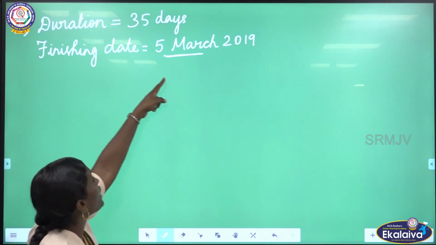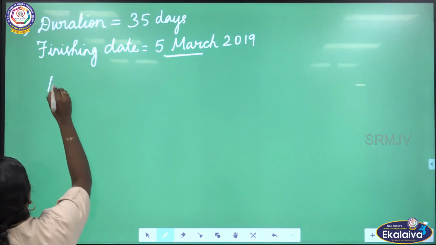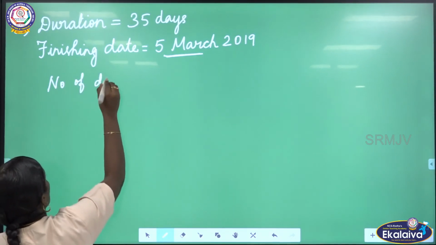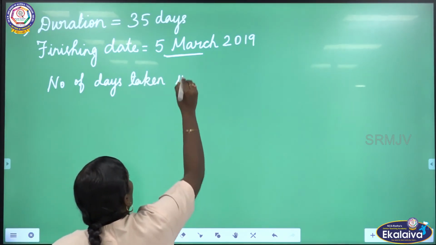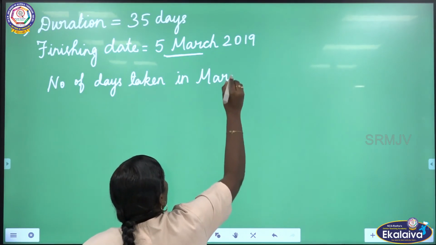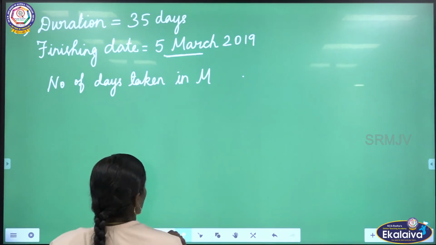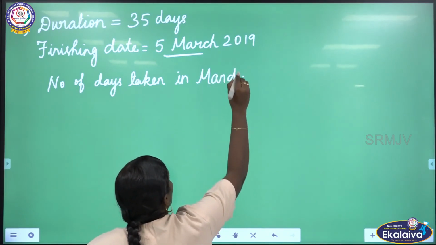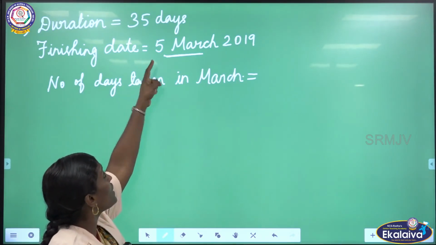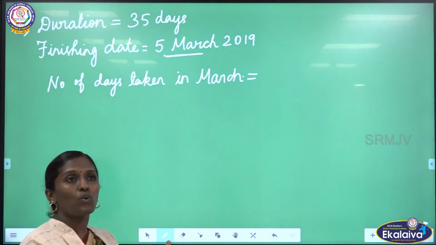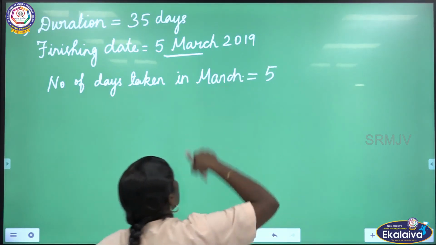So first we have to find out the number of days taken in the given month March. Okay, we have to use backward counting. Here the given date is 5. So 5, 4, 3, 2, 1. Only 5 days. Okay, 5 days are taken in March month.